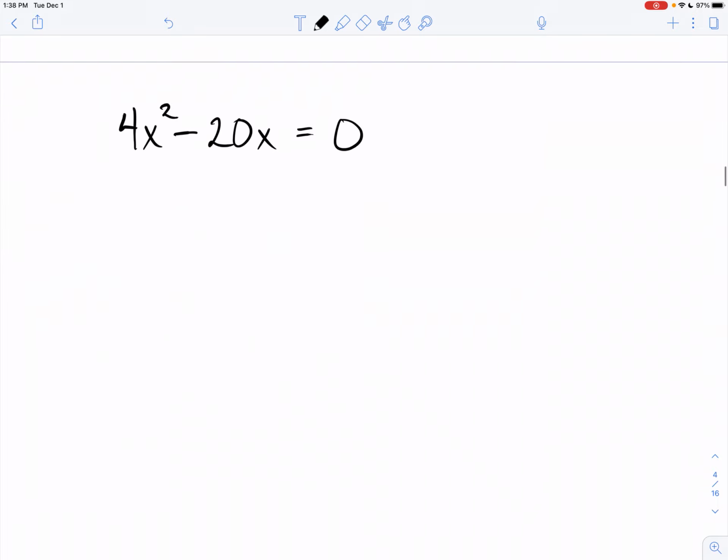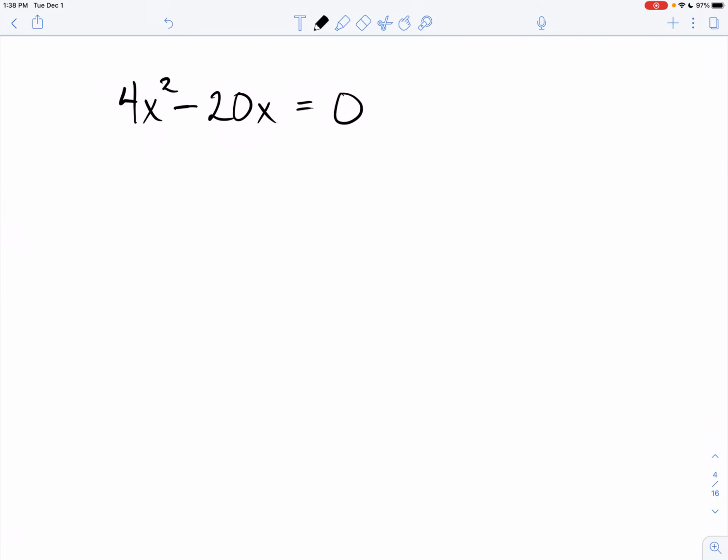Let's try this one. Wait, there's a 4. Yeah, that's okay. I think 4 also goes into 20. And they both have an x. Well, there's more stuff this time. That's okay. You're looking for the greatest common factor, the greatest thing they have in common. Well, 4 goes into itself. 4 goes into 20. Okay, I'm taking that out. They both have a variable of x. I'm taking that out.